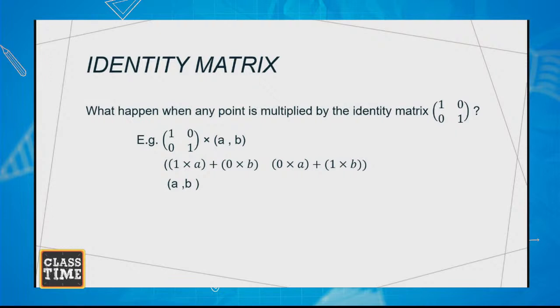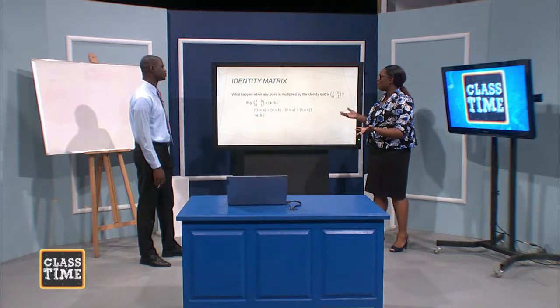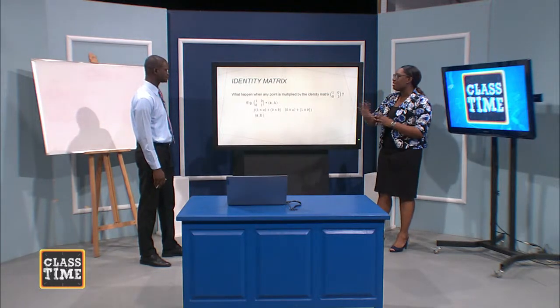So what can we say? When I multiply any point by the identity matrix, to be specific, no movement happens. That point remains the same. So it doesn't matter whether we're looking at points or individual numbers. Properties translate.